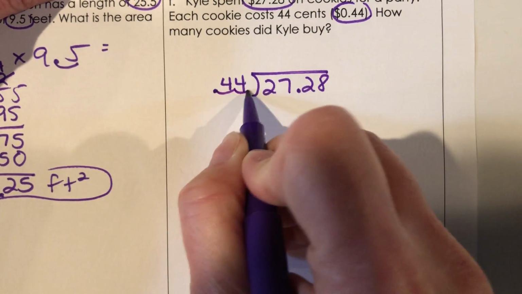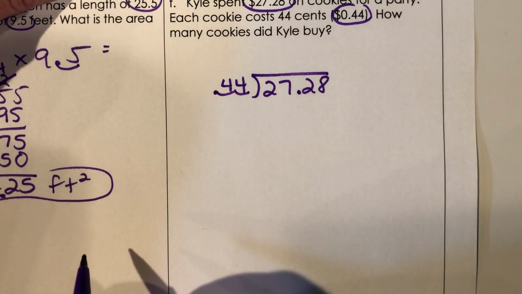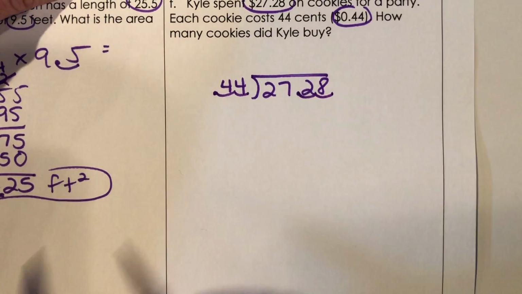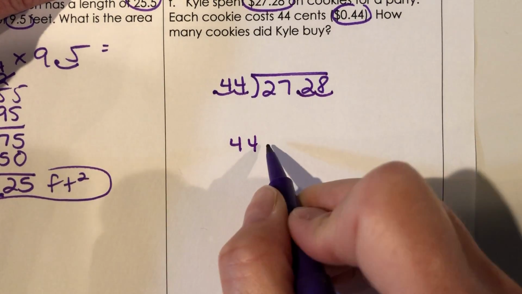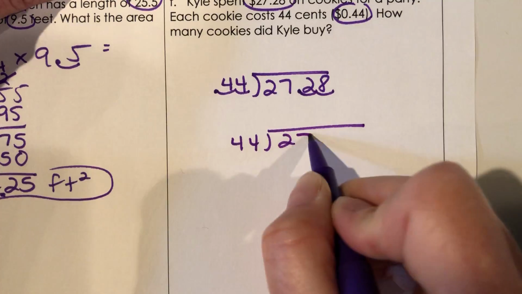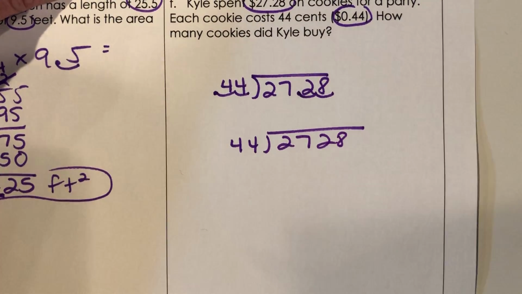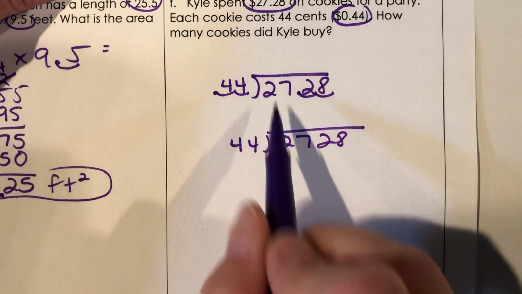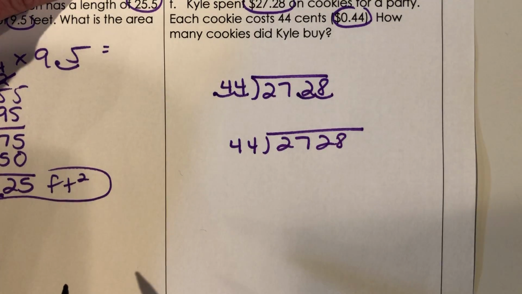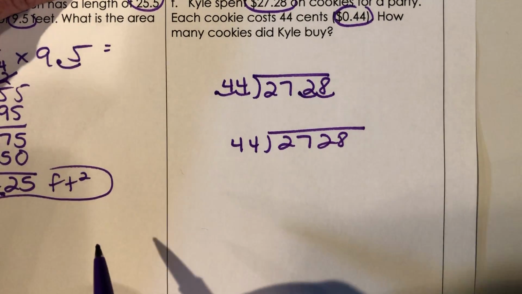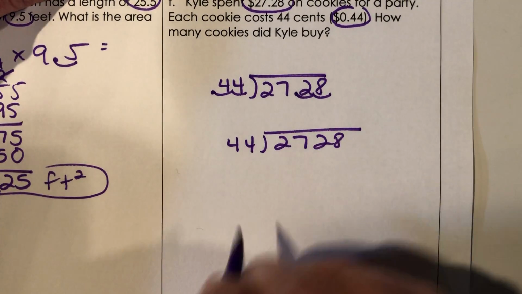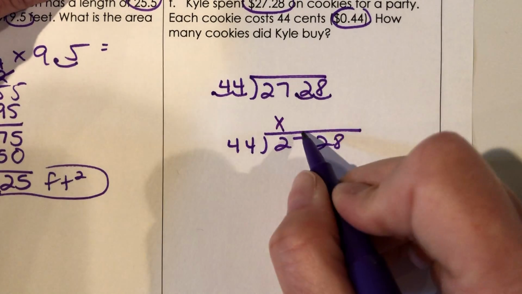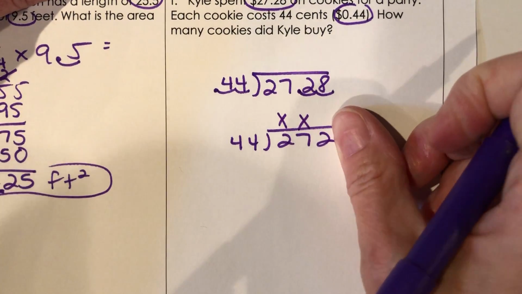All right, I'm going to move this 2 places because that's what we do when we have a decimal divisor. We shift it so that it's a whole number. And I rewrite 44 into 2,728. And what's super cool is these have the same exact value. So this one's just easier to work with. Okay, 44 will not go into 2. It will not go into 27. It will go into 272.